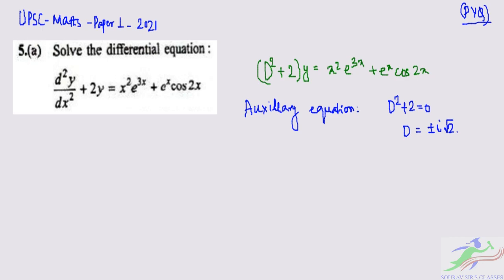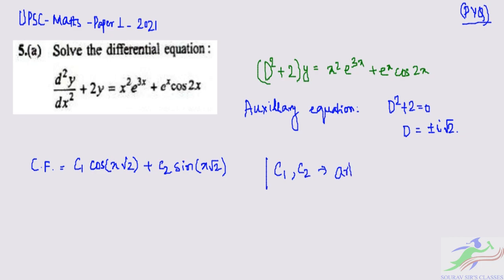So the complementary function, the CF, we can write as C1 cos(x√2) + C2 sin(x√2), where C1 and C2 are arbitrary constants.